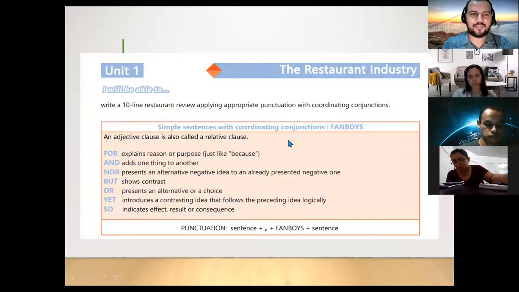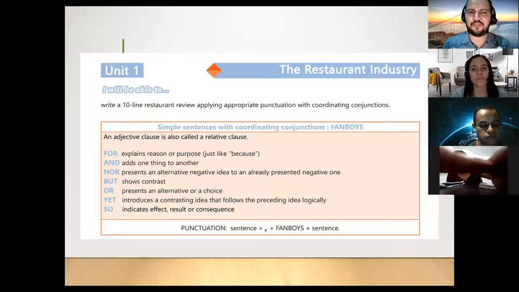Jessica? Four. Four, correct. Four, can you please read the definition? Okay. Explains reason or purpose. Just like because. Just like because. Okay.